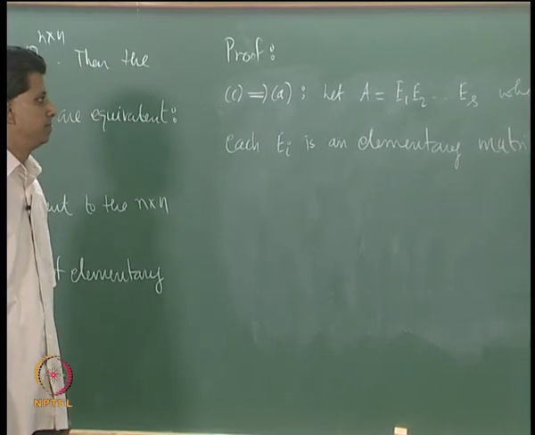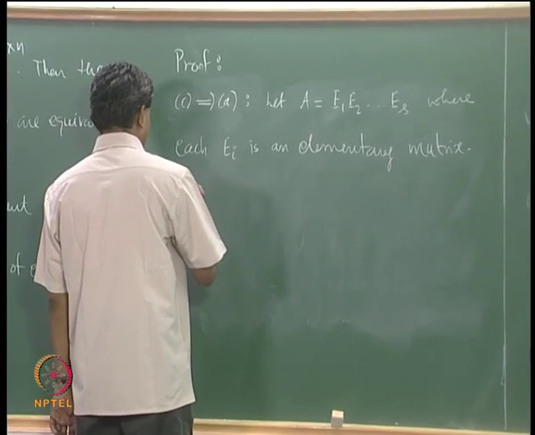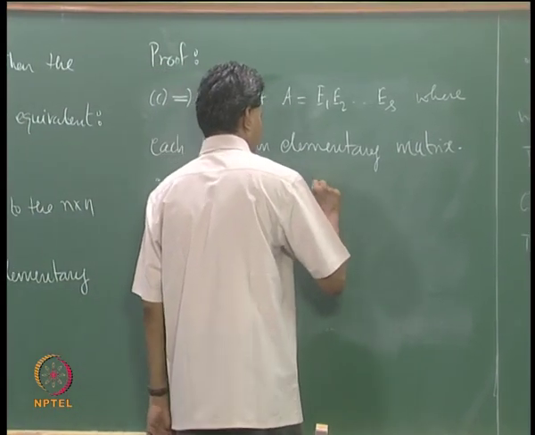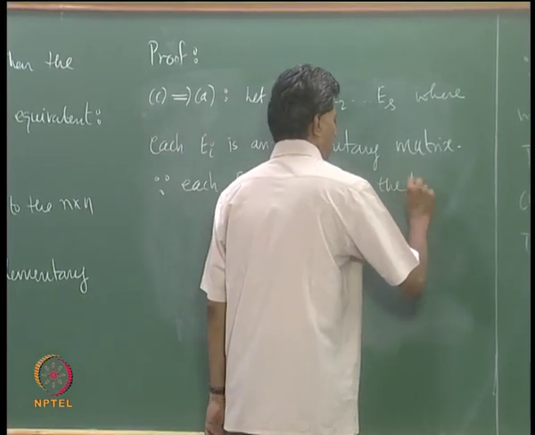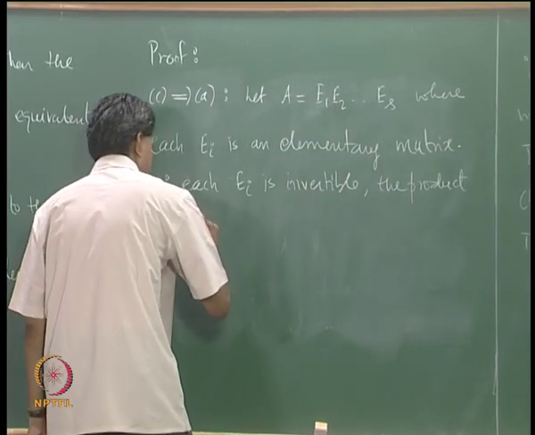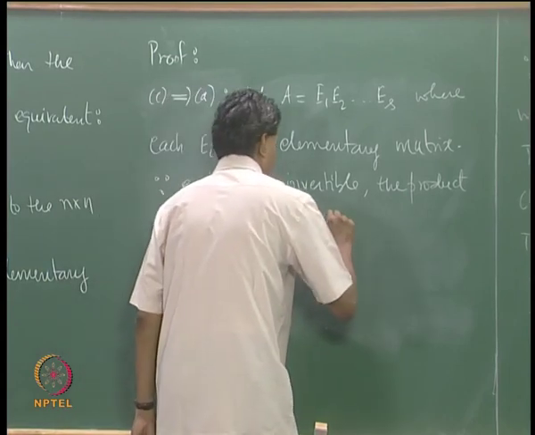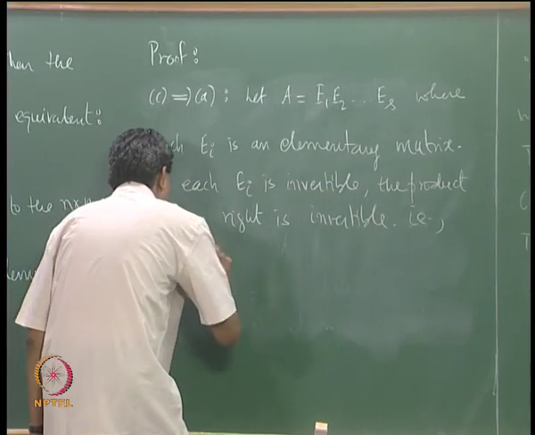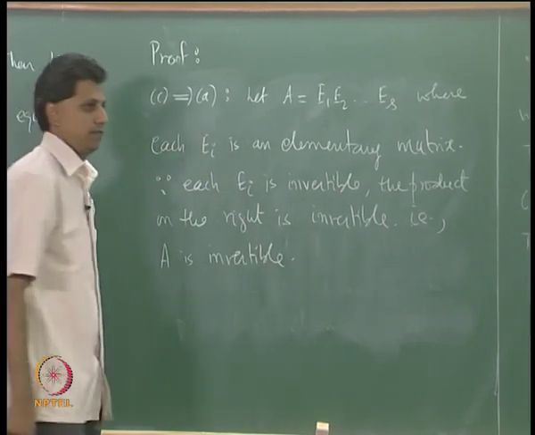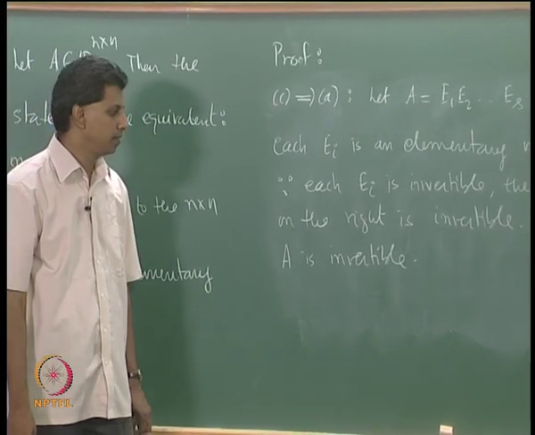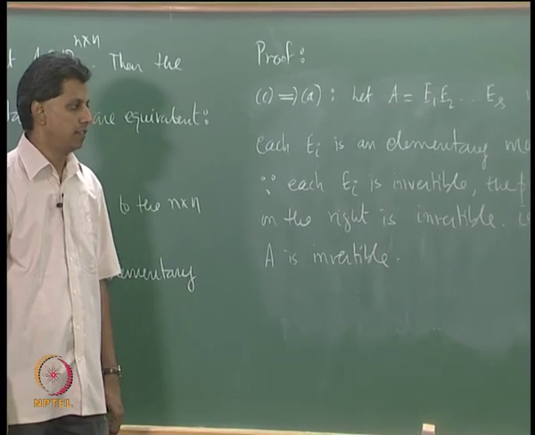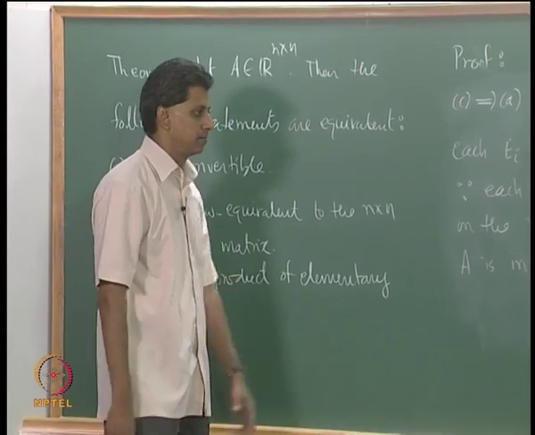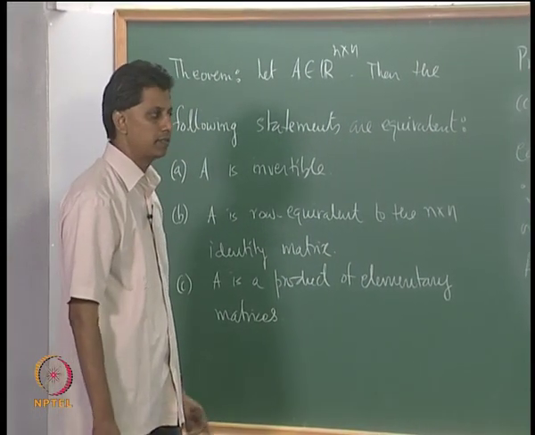I must conclude that A is invertible, okay, but since each EI is invertible, the product on the right is invertible, hence A is invertible. C implies A follows from the fact that each elementary matrix is invertible, and the fact that a product of invertible matrices is invertible. Okay, so this is one summary connecting row equivalence, elementary matrices, invertible matrices.